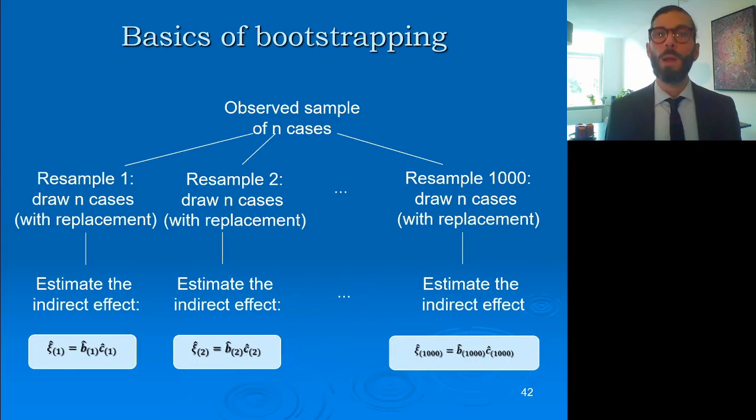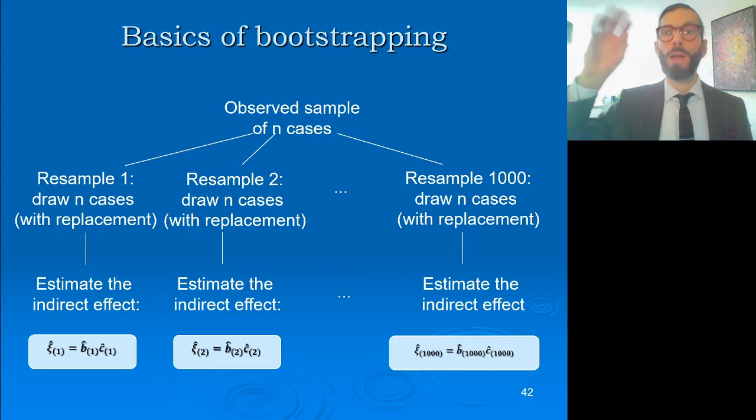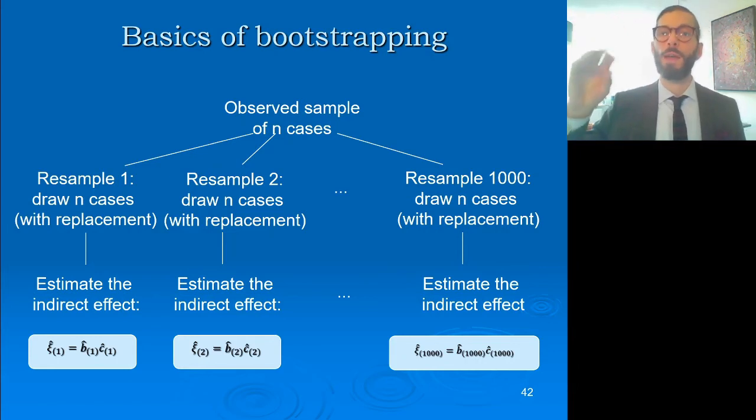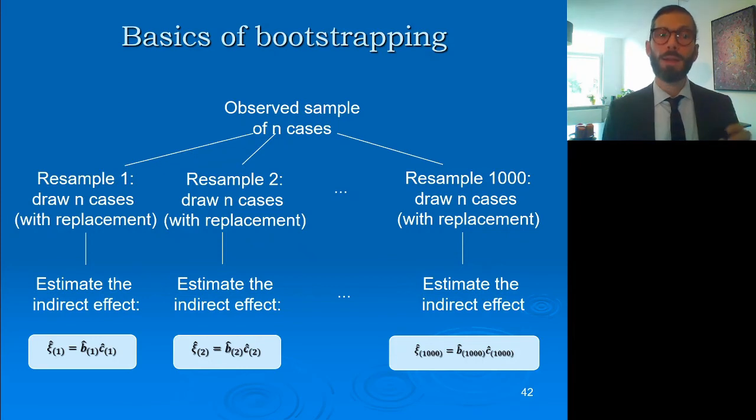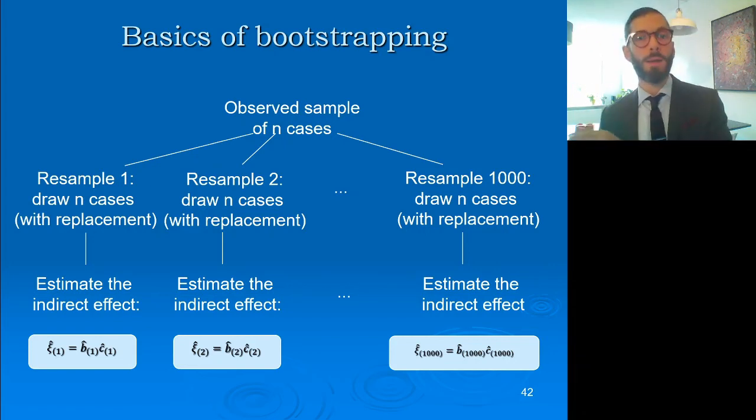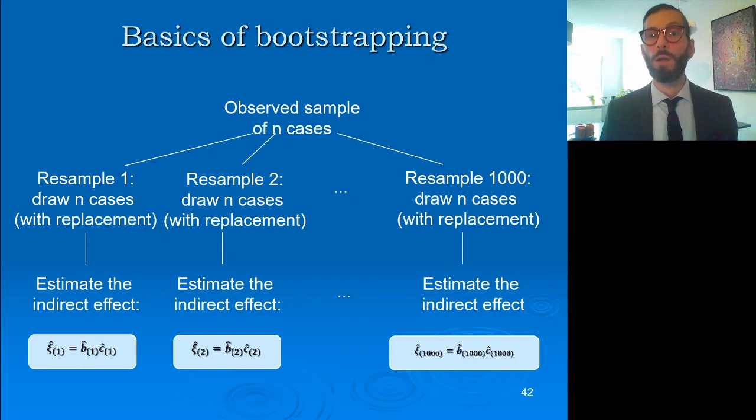So here is a diagram explaining the basics of bootstrapping. Notice how similar it looks to the diagram that explained the basics of the sampling distribution, except instead of starting with a population, we start with our observed sample of n cases. From that observed sample, we draw 1,000 or even more samples of n cases with replacement, which means that each sample may contain several cases multiple times and other cases not at all. In each of these samples, we can estimate our model, including the estimate of the indirect effect. So we get 1,000 different estimates of the indirect effect. Some of them are a little bit small, some of them are a little bit big, and on average, they are close to the true value of the indirect effect.